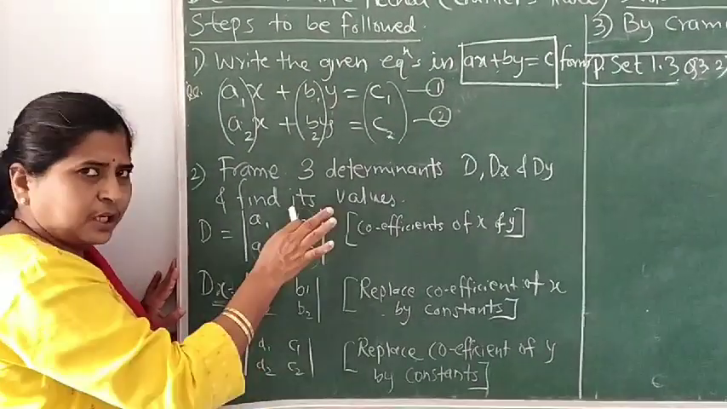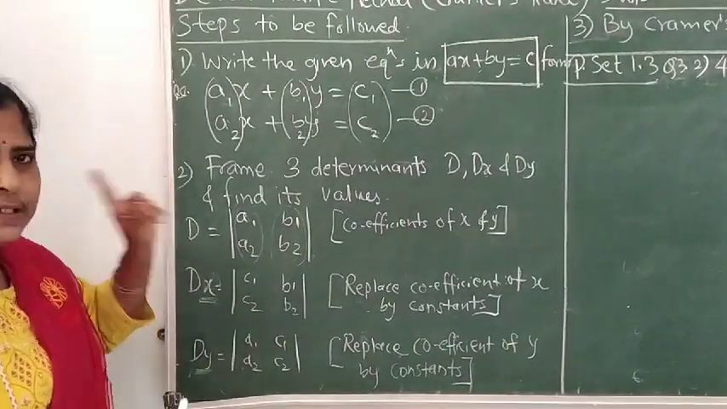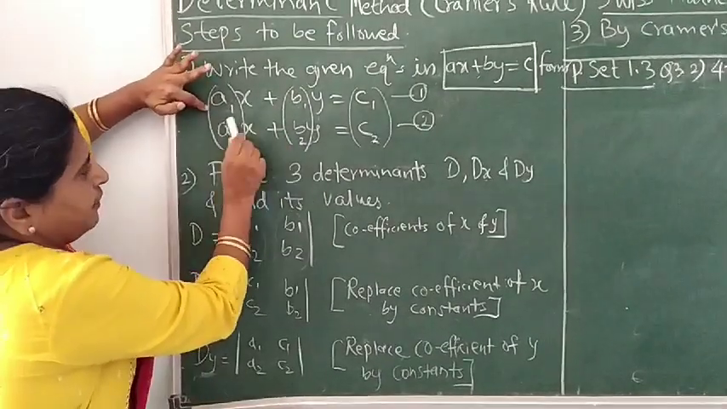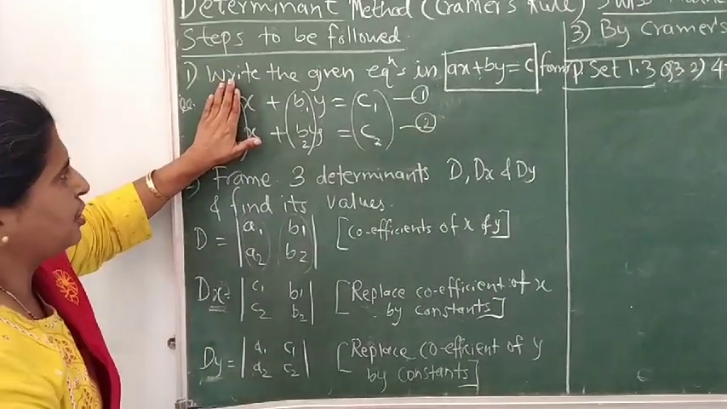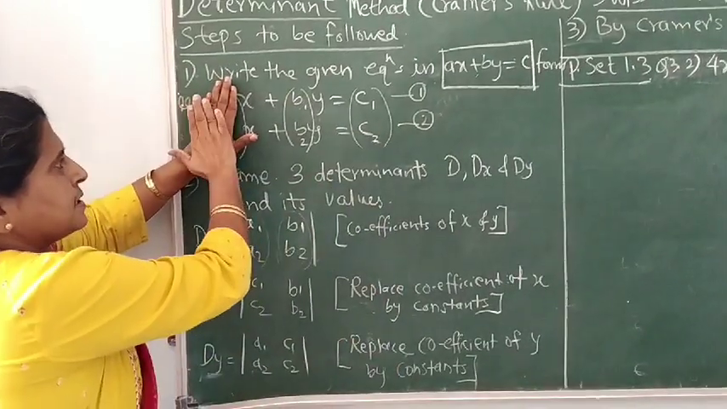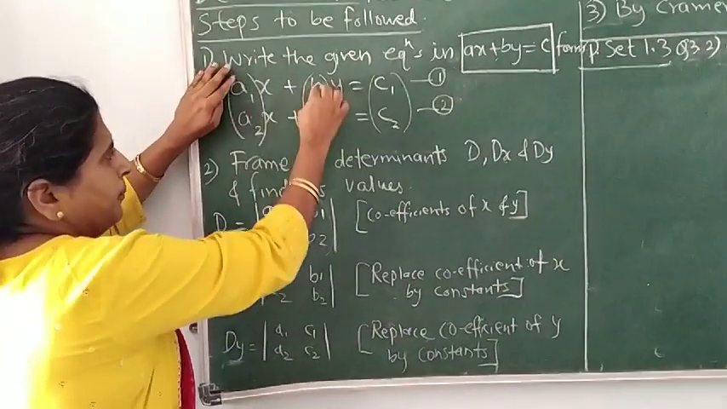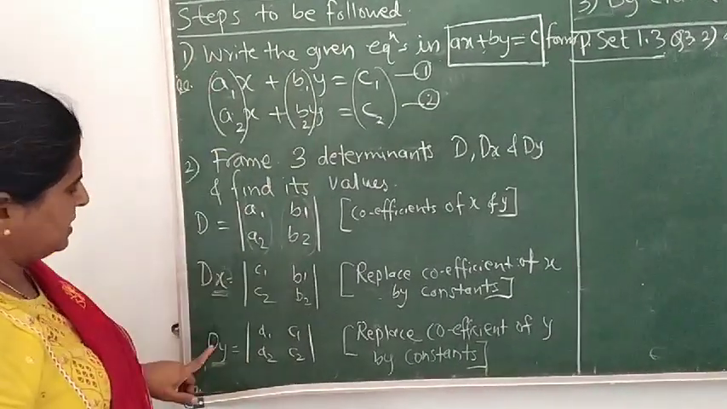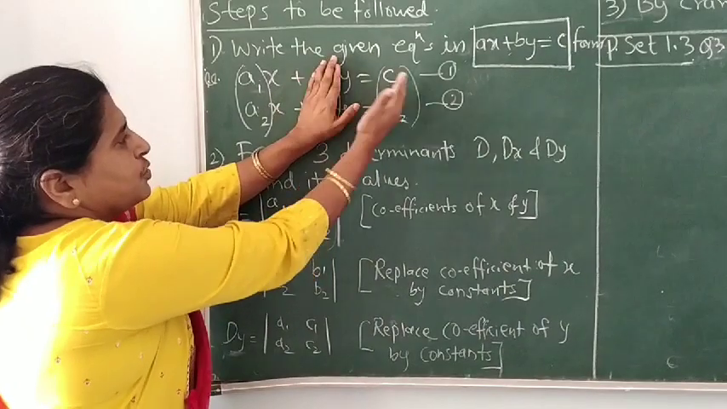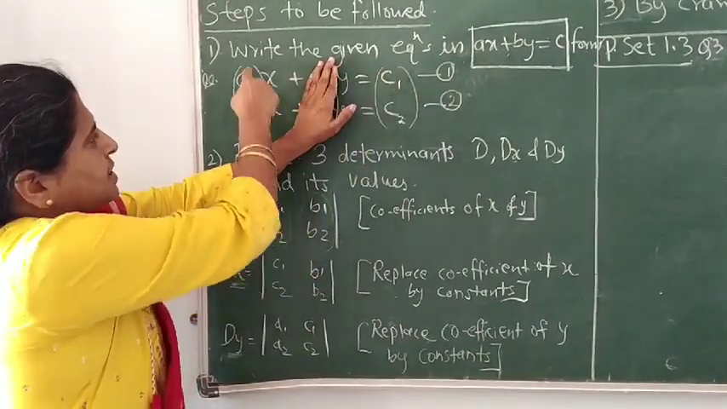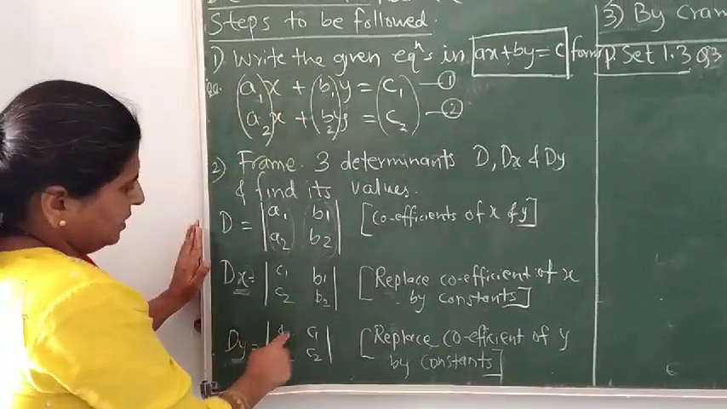So let's quickly recall again. What is D? The coefficients of x and y. What is Dx? Replace the coefficient of x by the constants, so c1, c2, b1, b2. And what is Dy? Replace the coefficient of y by the constants, so a1, a2 and c1, c2.